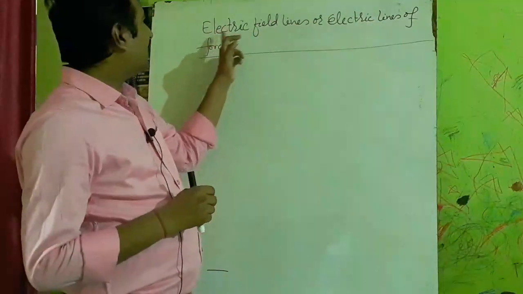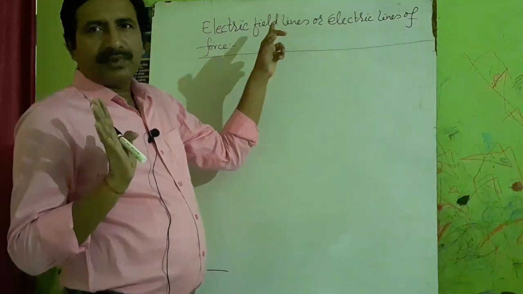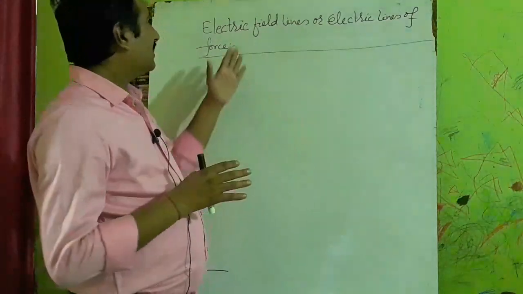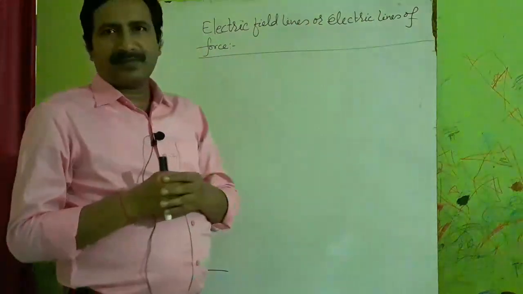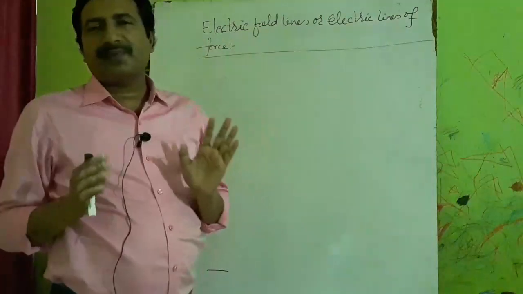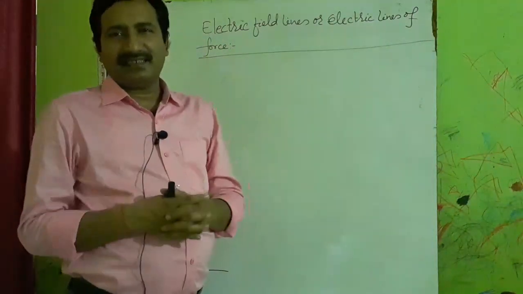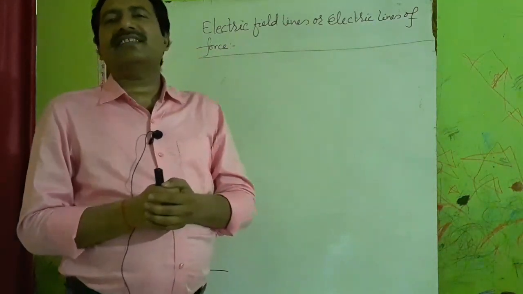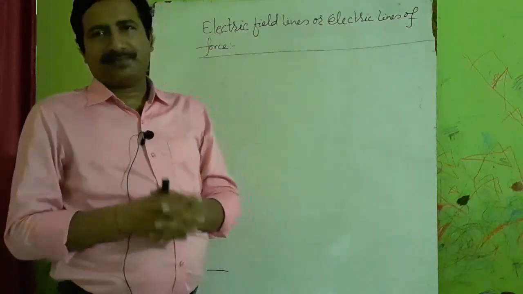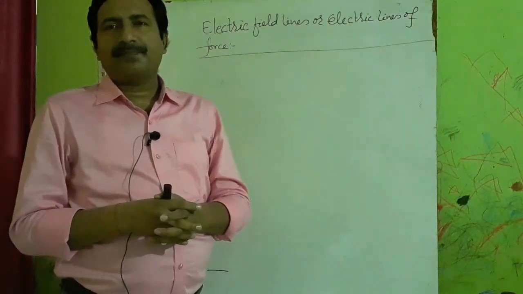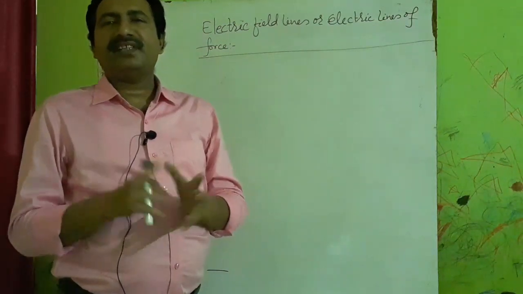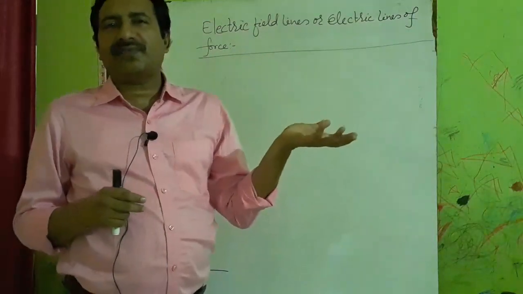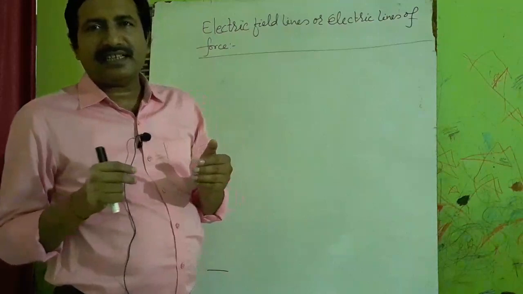You see, electric field, you already know. Lines means line. Electric lines of force, you know force, you know electric force. Lines means the line. Electric field lines are the imaginary lines, imaginary curves used to represent electric field in the space. Actually, electric field lines are the geometrical representation of electric field, we can tell in short.